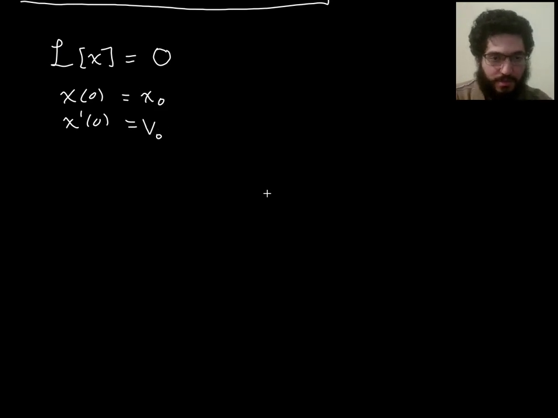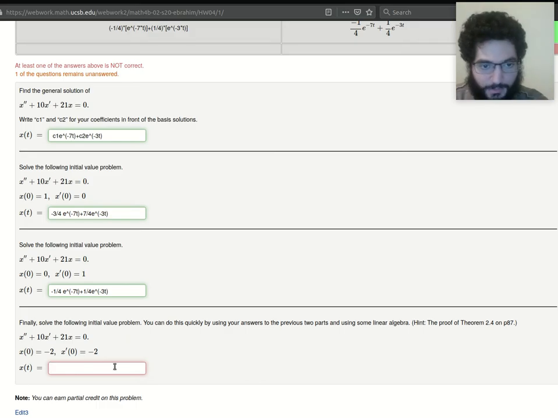No matter what the choices are, so let's say you want to solve, this is the differential equation, and then you want to solve the initial value problem, this, where x naught and v naught could be anything. Just in my particular setup, they happen to both be -2.